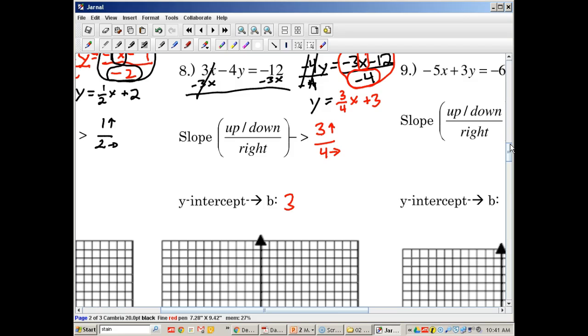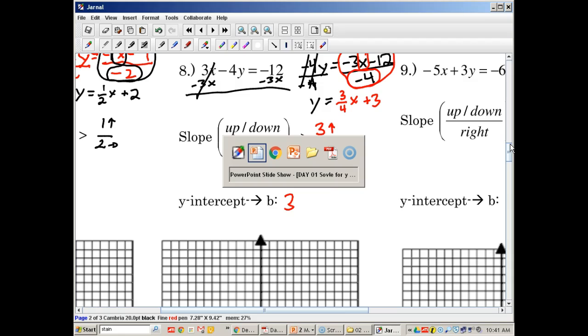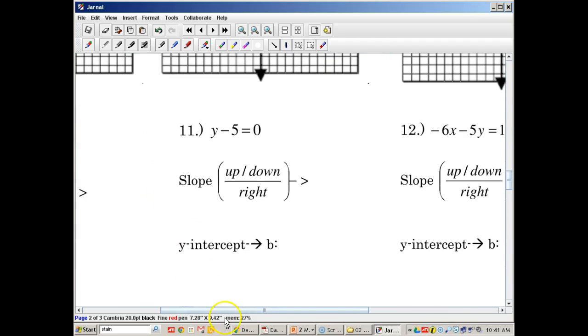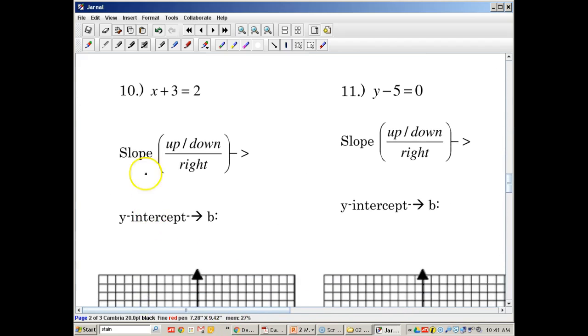If you skip down to 10 and 11, what's different about those equations? There's something fundamentally different about them. Yeah, there's only one variable. So recall, what does it look like if you graph something that only has one variable?